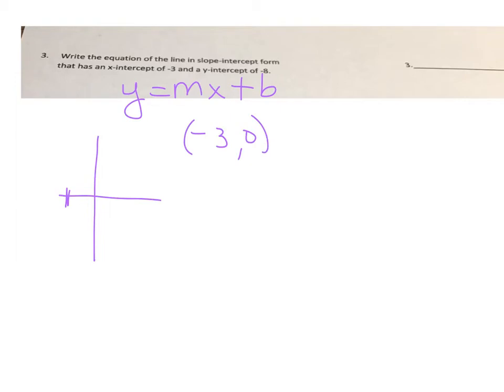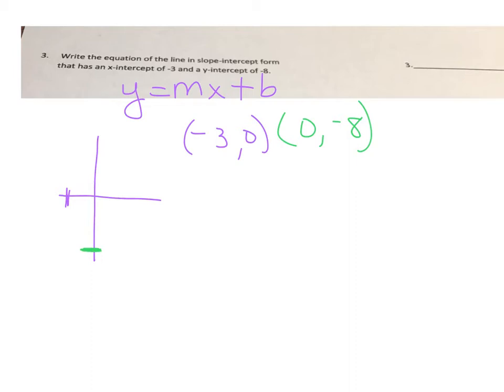Number 3. Again, slope-intercept form. I really like that one. I still want to go to y equals mx plus b form, but this time it tells me my x-intercept is -3 and my y-intercept is -8. That is not the point (-3, -8). The x-intercept is -3, which means the line crosses here. That point is (-3, 0). It also means the line crosses at (0, -8), which is down here. So that's the point (0, -8). You have to make ordered pairs out of those.